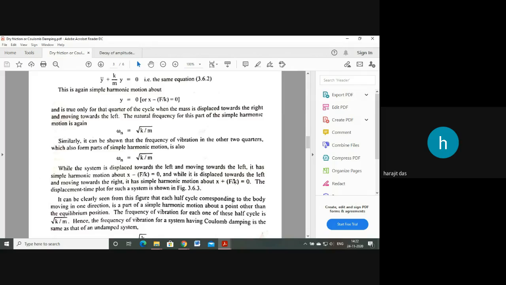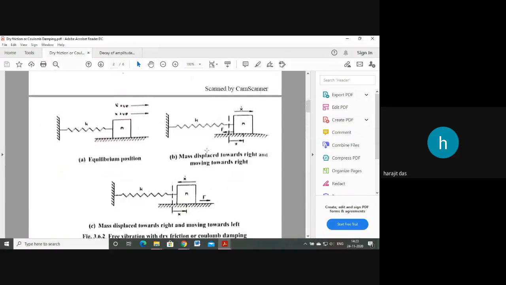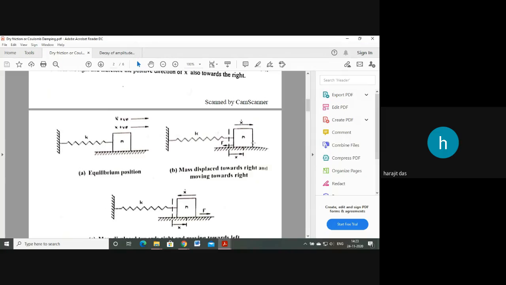Here I am not doing that derivation again, but from here you can clearly see that if in the first quarter cycle the body is in simple harmonic motion with respect to x plus f by k equals 0, then in the fourth quarter cycle also it will be in simple harmonic motion with respect to the same line. So the first and fourth quarter cycles are in simple harmonic motion with respect to x plus f upon k equals 0, and in the second and third quarter cycles the body is in simple harmonic motion with respect to x minus f upon k equals 0.